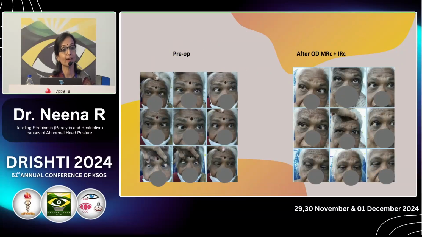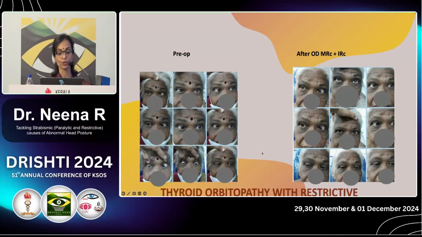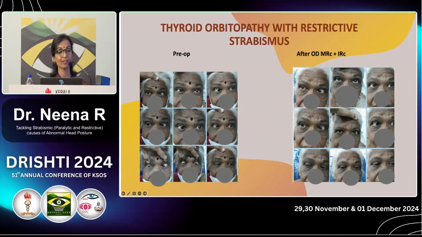So sometimes you may have adult patients like this also coming to you with head posture. This lady has a thyroid orbitopathy, and she has a significant restriction of abduction in both eyes, more in the right eye.